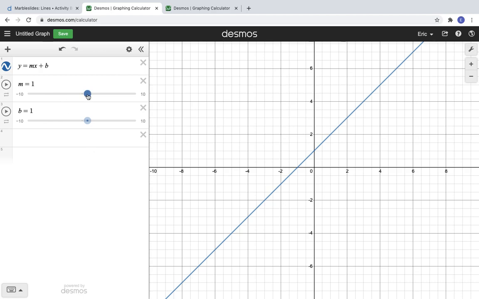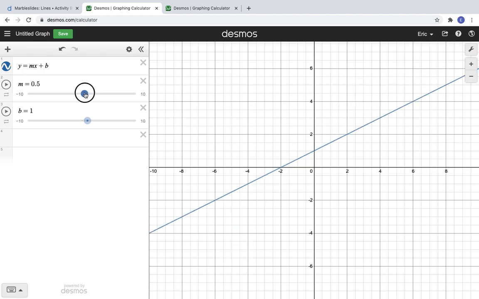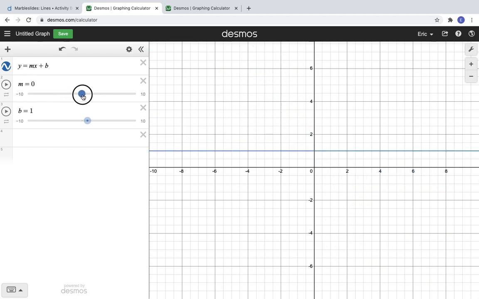Okay, so if we're going to increase this m, look, the steepness of our line increases. As we go to zero, the inclination or the steepness decreases as well. If we go to the left or negative, our line inclines to the negative side as well. As we go further left, its steepness also increases. But if our slope is exactly 0, it is horizontal.